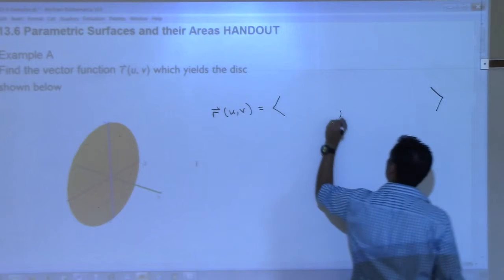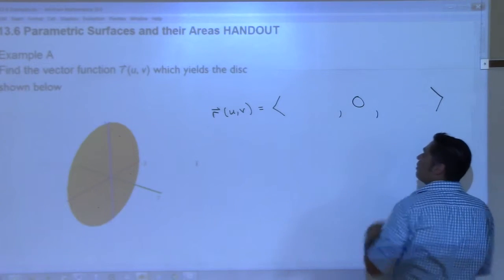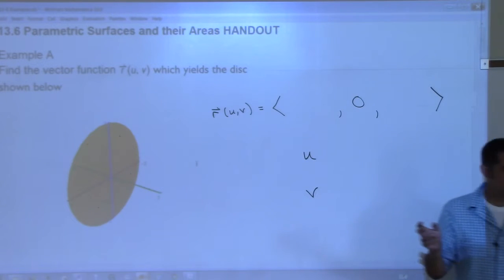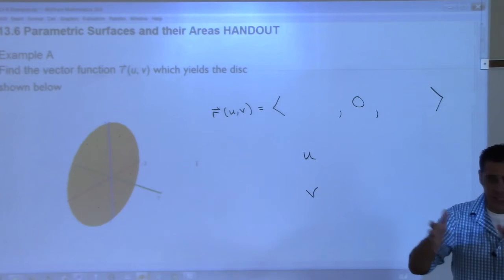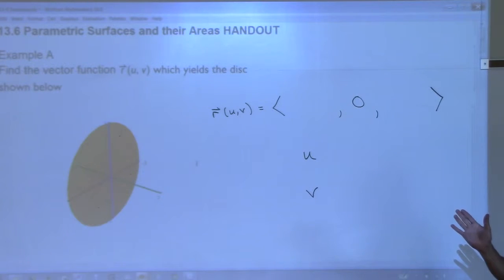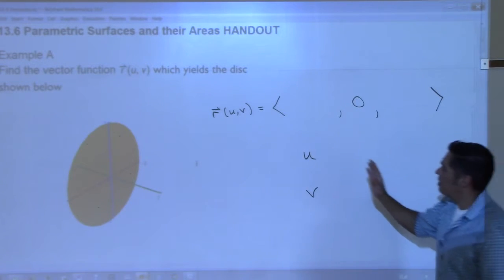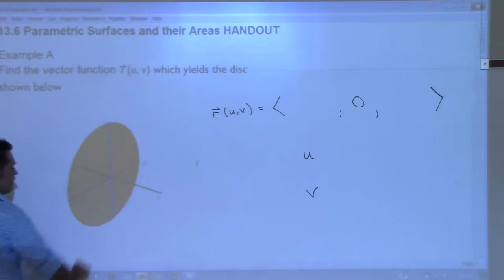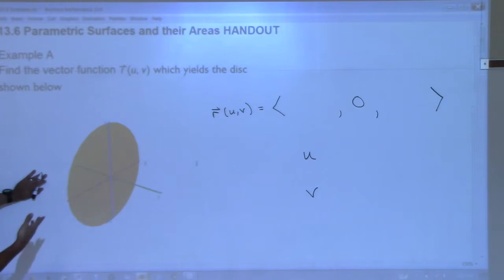Y is 0. Now remember, we have control over two things: u and v. Just like before we had control over t, we can set bounds however we want on u and v. But we need to now see if we can draw the rest of this. How are we going to draw the rest of this? How do you interpret this disk? There are many ways to interpret this. Sine and cosine, right? Something like that.